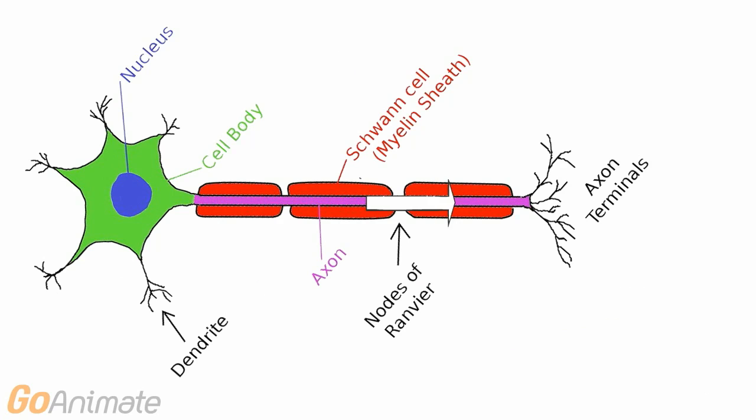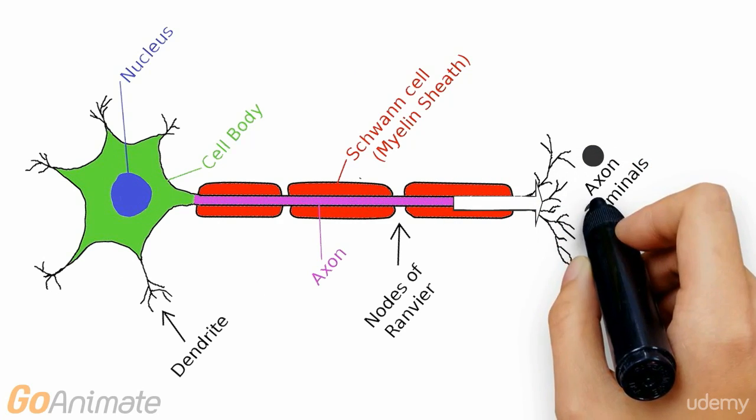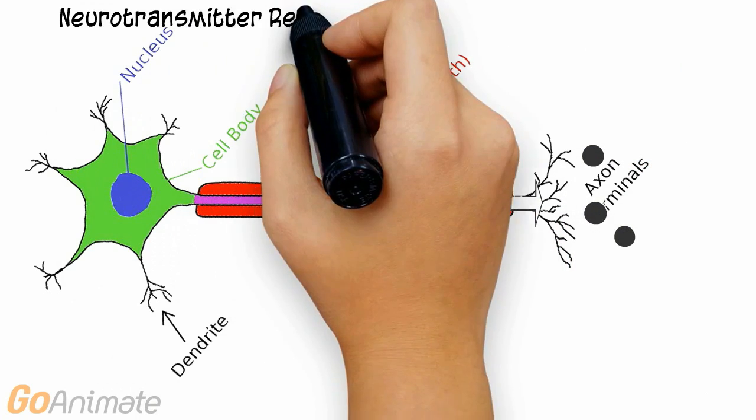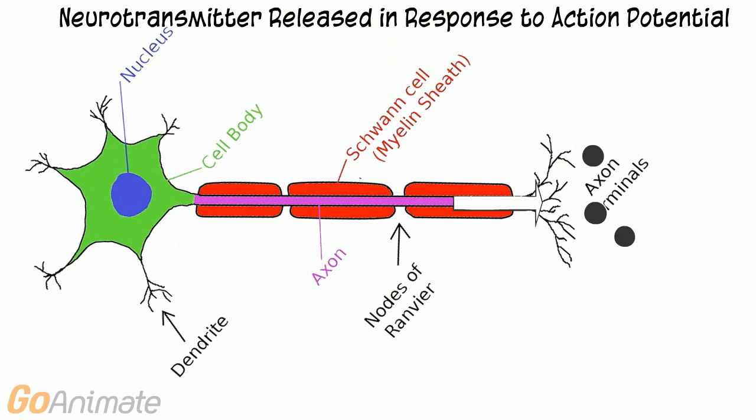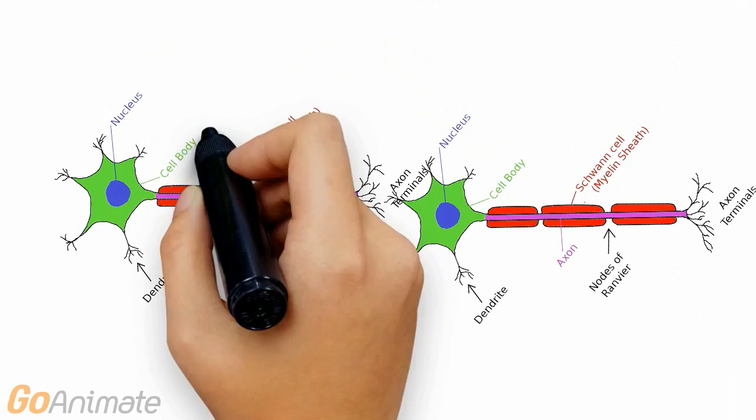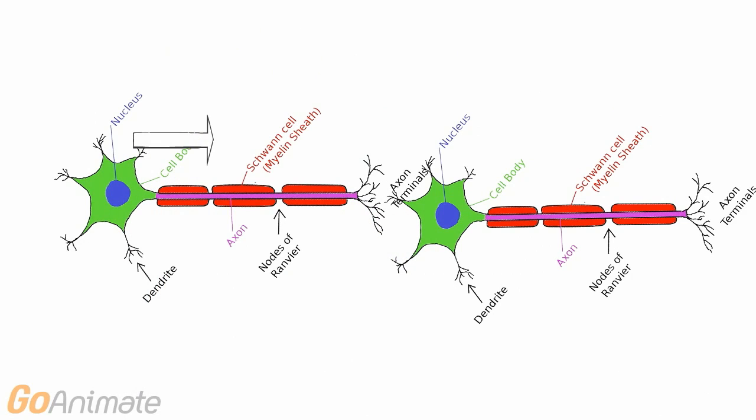Action potentials travel or propagate down the axon of a neuron until reaching the axon terminal. The axon terminal responds to the action potential by releasing a neurotransmitter. Action potentials allow neurons to transfer information throughout the nervous system.